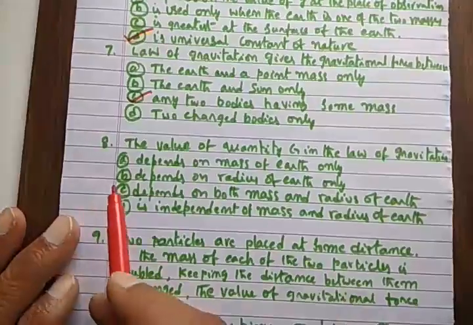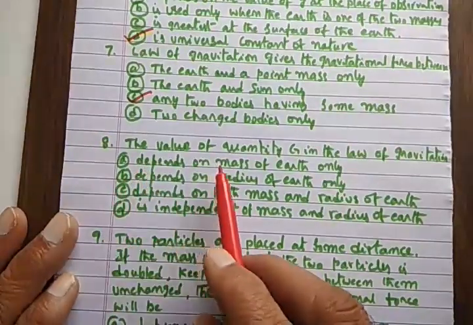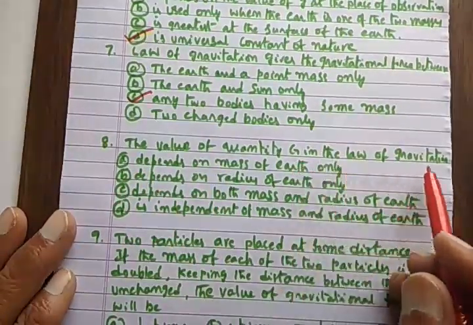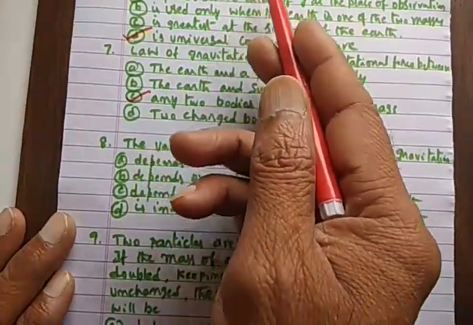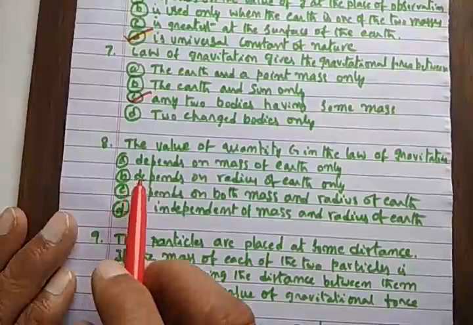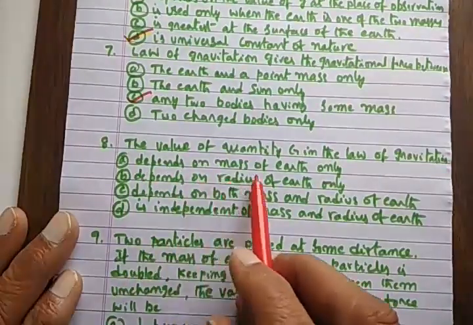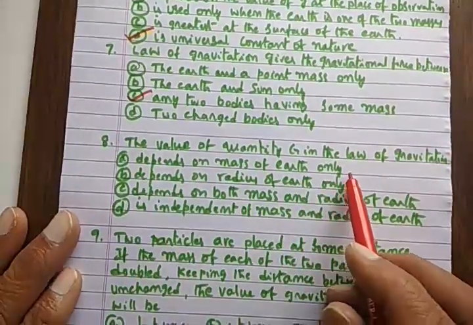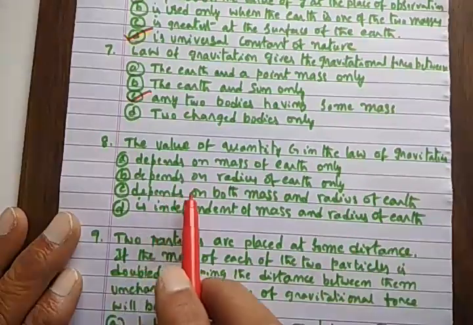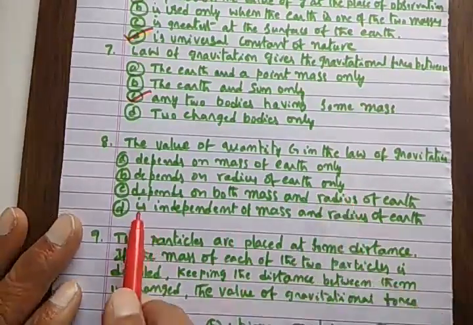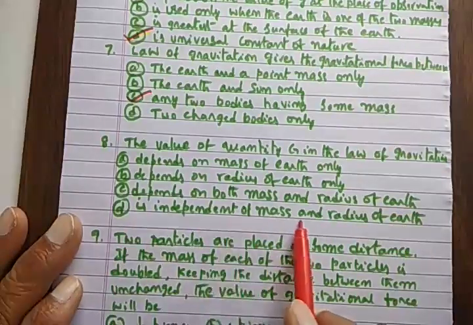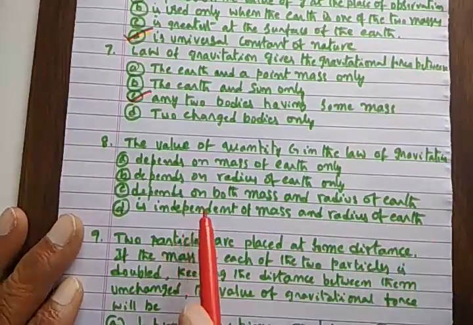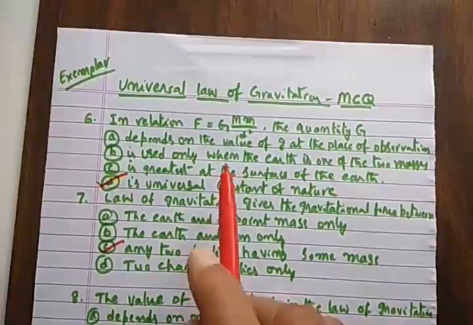So question number 8. The value of quantity G in the law of gravitation, that is F is equal to G into m1 m2 by d square, depends on mass of earth only, depends on radius of earth only, depends on both mass and radius of earth, is independent of mass and radius of earth. So this is the equation.